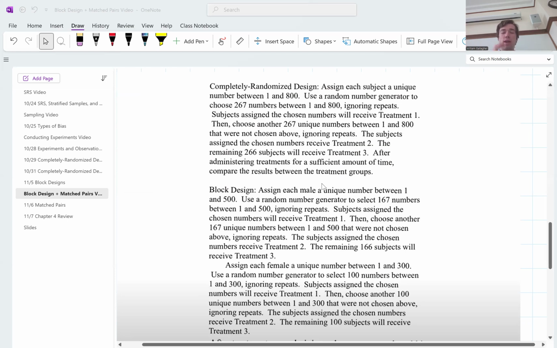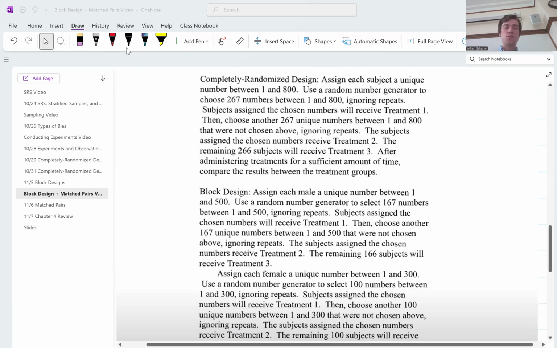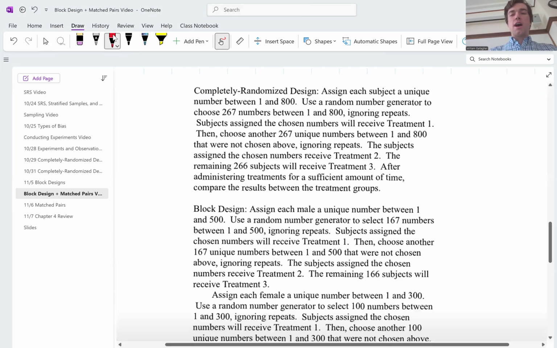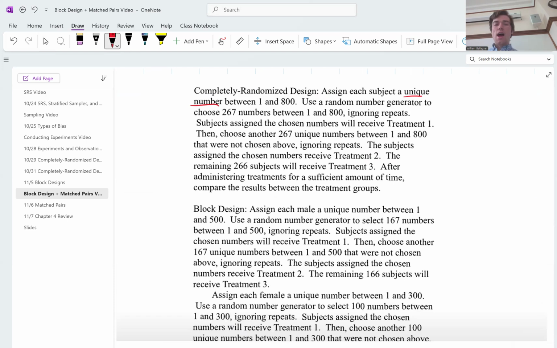So again, for a completely randomized design, we want to assign each subject a unique number between 1 and 800. And then use a random number generator to choose 267 numbers between 1 and 800. The idea here is that there's 3 treatments, 800 people. So this is approximately 1/3 of 800. Again, I think it'll be like 267, 266, which I think is going to be okay in the long run. So we choose 267 numbers.